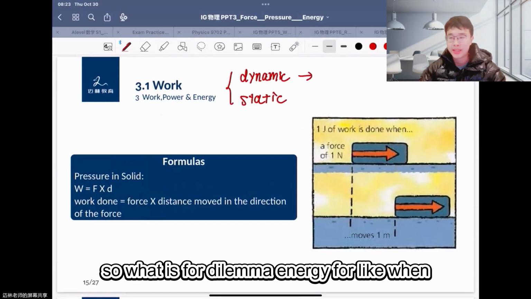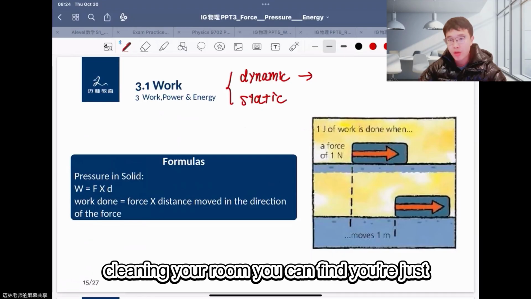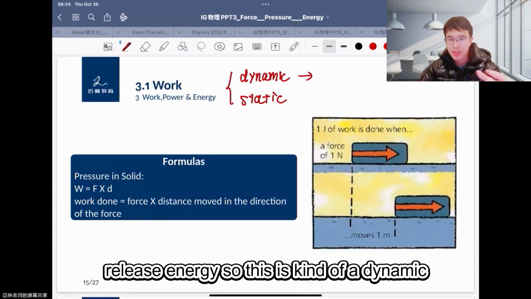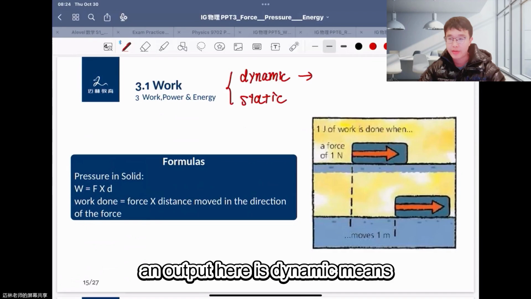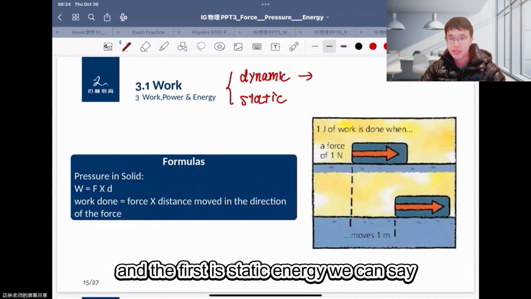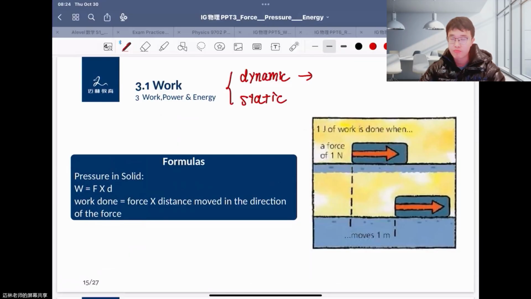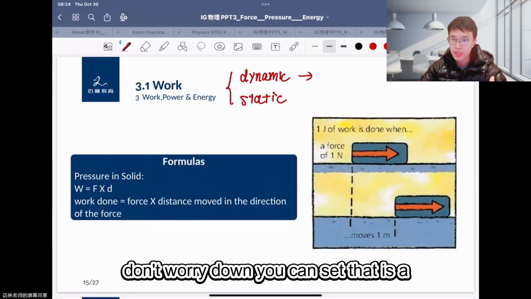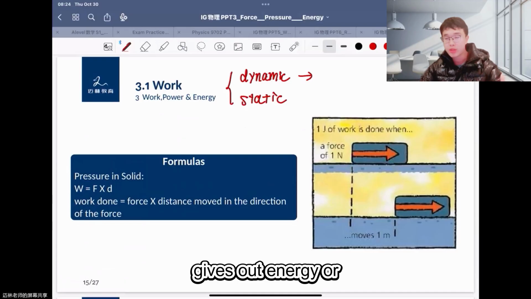So what is dynamic energy? Like when you are taking in some food or cleaning your room, you can find you're absorbing energy or releasing energy. So this is a kind of dynamic. We can say that the energy has an input or an output. Okay, here is what dynamic means. And for static energy, we can say it is energy stored in the food or stored in some substance. So what is doing work is dynamic energy, it always gives out energy or absorbs energy.